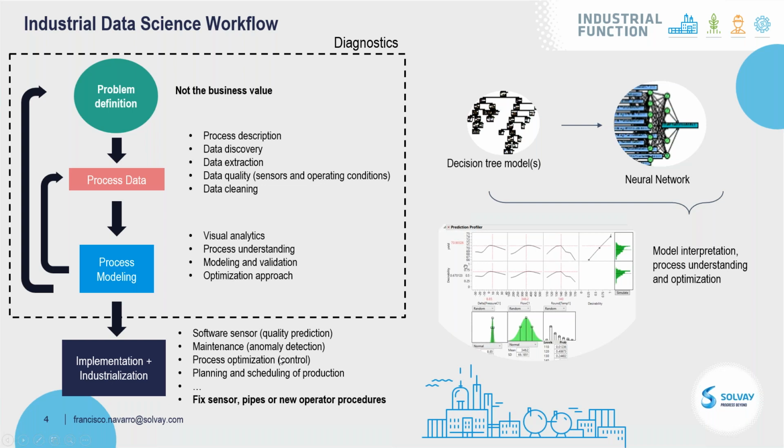But in our experience, since we are a chemical company, in most cases we fix sensors, we fix pipes, or we just introduce new operator procedures. And this is an outcome of data science. Not necessarily having a neural network online is an outcome of data science. And this is a really important aspect that's sometimes mistaken. So in this demonstration, we will see how to go through the whole process. We will start with decision trees, then we will do a neural network. We will see interactive models to understand better and how to recommend next actions.